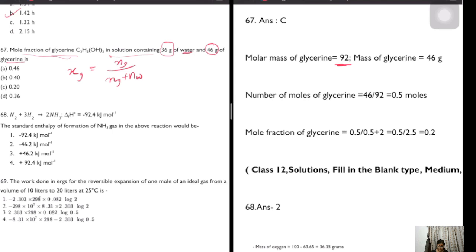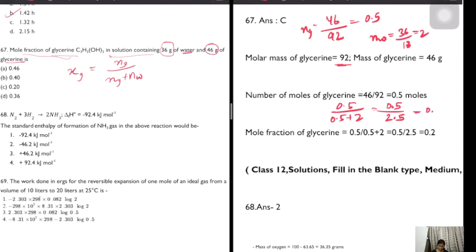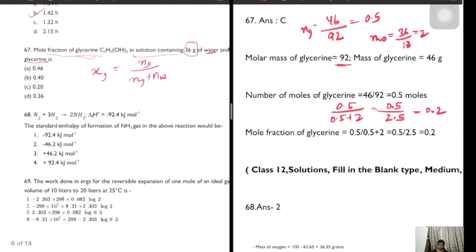Now, what is the molar mass of glycerine? That is 92, upon what is given, 46. So what we have, n of glycerine, is 0.5, and for water, what is given? 36. Its mass is 18. It would be 2. Now we'll just divide 0.5 by 0.5 plus 2, which gives us 0.5 by 2.5. And it comes out to be 0.2. So the correct answer would be C.